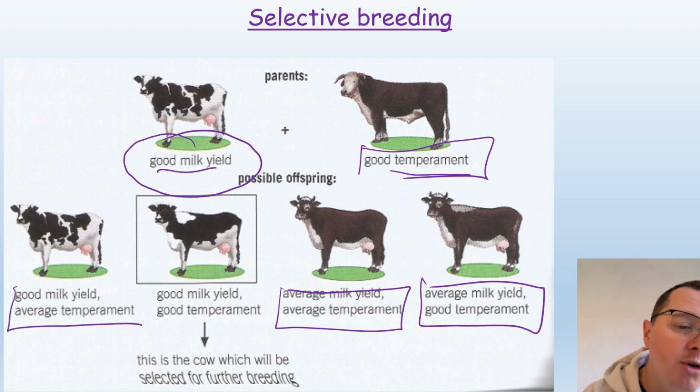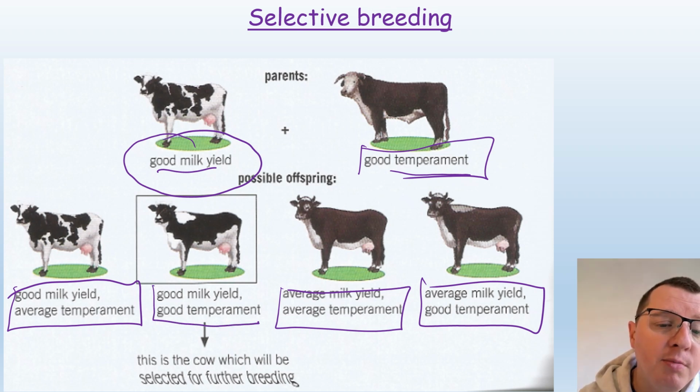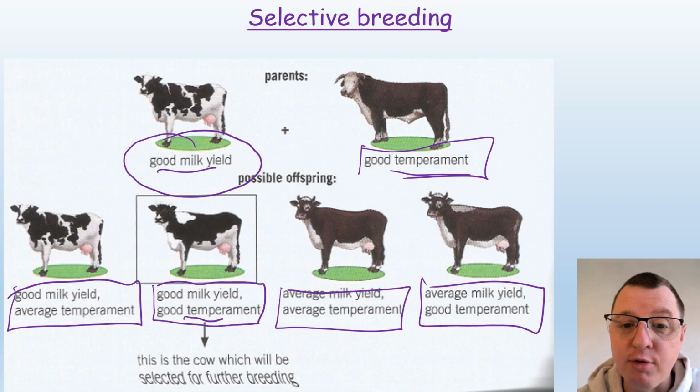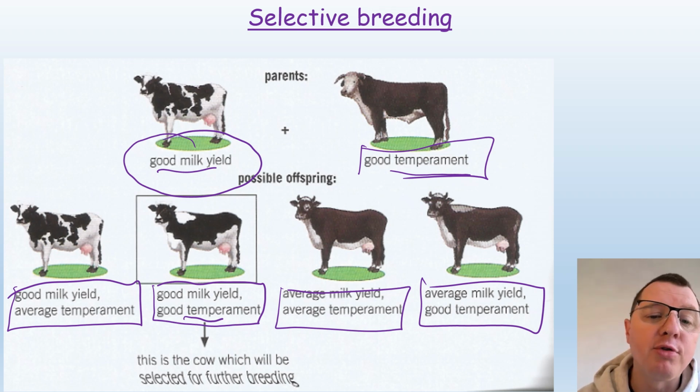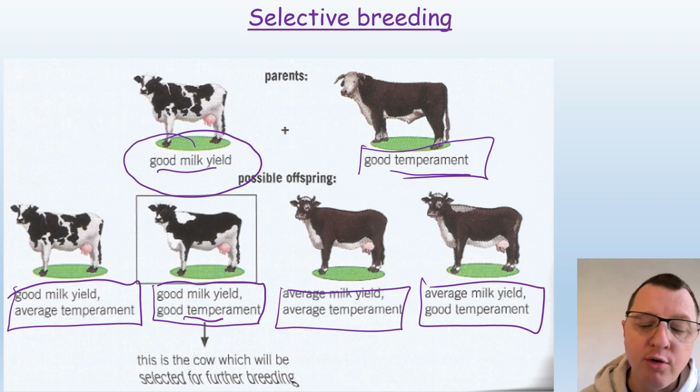A cow with a good milk yield is what you're hoping to get, but you really want a good milk yield linked in with a good temperament. And if you're able to produce this individual through the sexual reproduction of the parents, then you would allow that individual to breed again and again and again, hoping that in the next generation and the generation after and so on, all your cows would eventually have good or better milk yields and have a very good temperament.